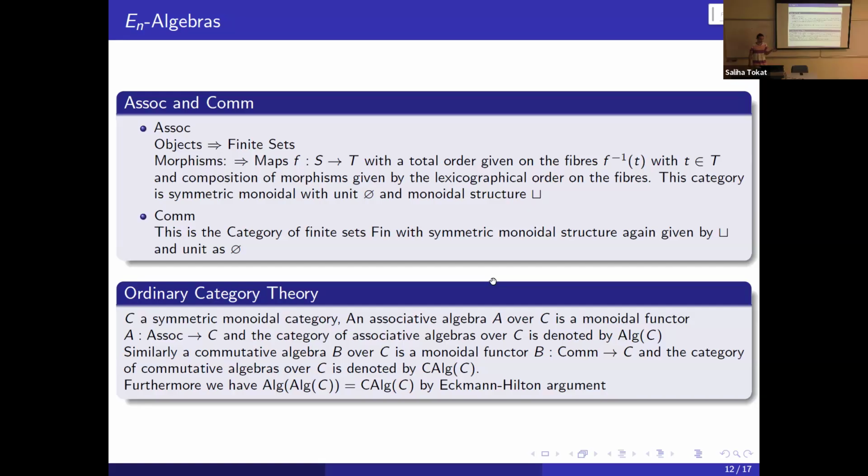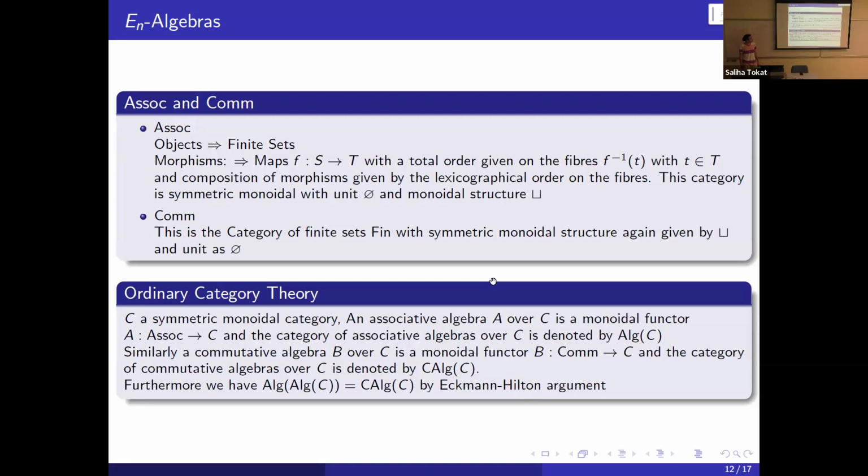For this, we need to define ASSOC and COM, which are two categories. ASSOC is defined as a category whose objects are finite sets and whose morphisms are maps of finite sets such that the fibers of the images have a total order on them. And we can define composition by taking the fibers of the composition to have a lexicographical order.